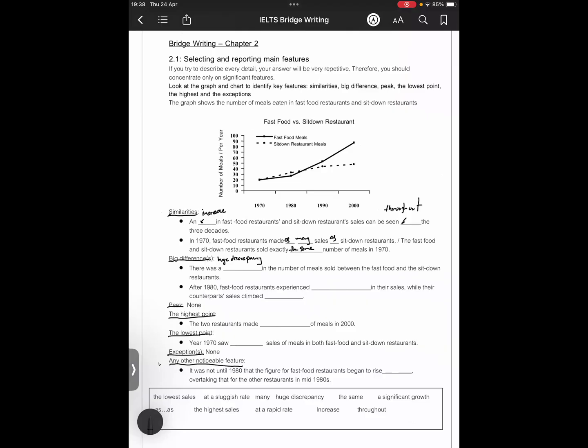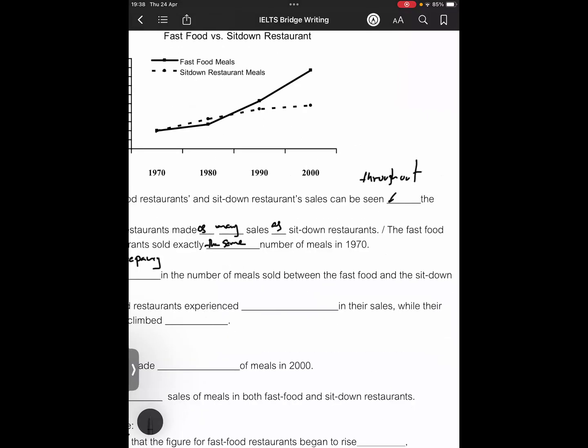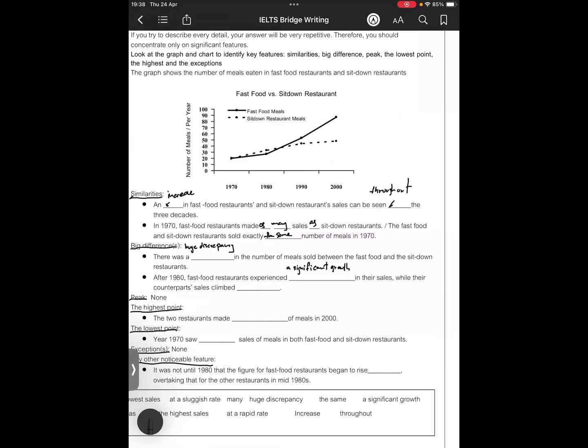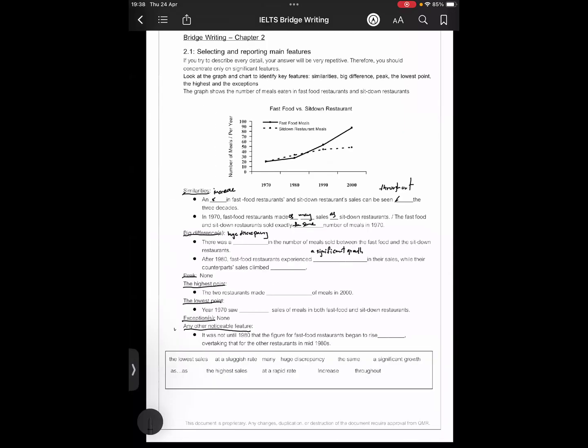But after 1980, fast food restaurants experienced what? Experienced a significant growth, while the counterpart's sales climbed at a sluggish rate.